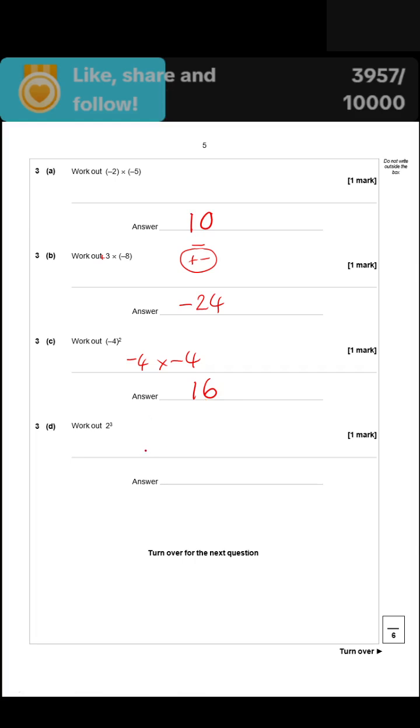On to question 3D, so 2 to the power of 3, so 2 cubed. Again, it's just about knowing what that means. It means 2 times by 2 times by 2. So 2 times by 2 is 4, times that by 2 gives you 8, so our answer is 8.